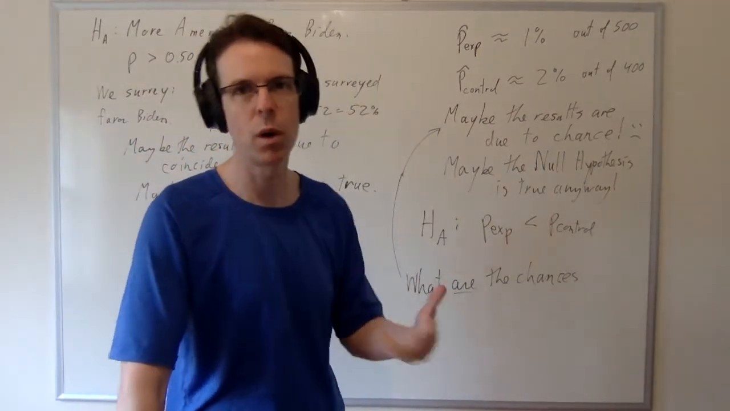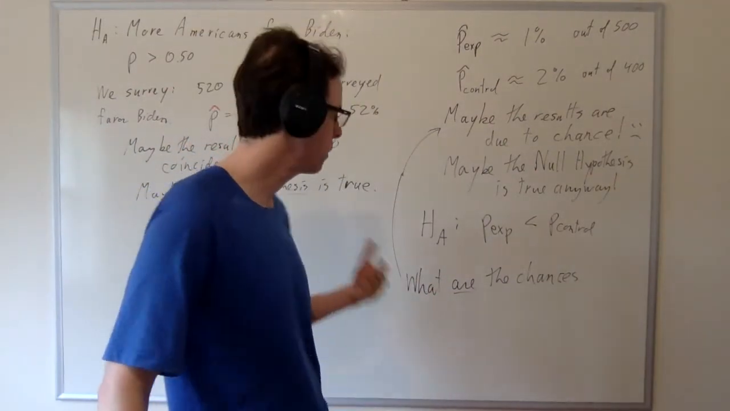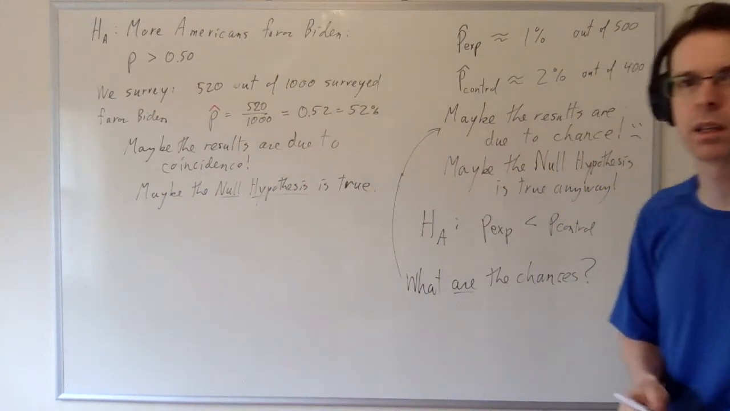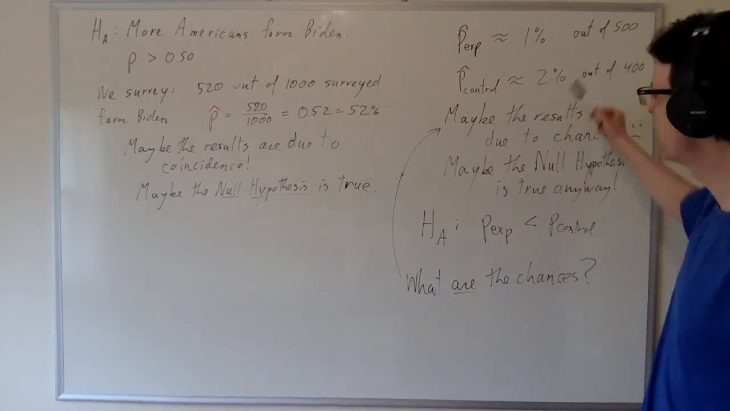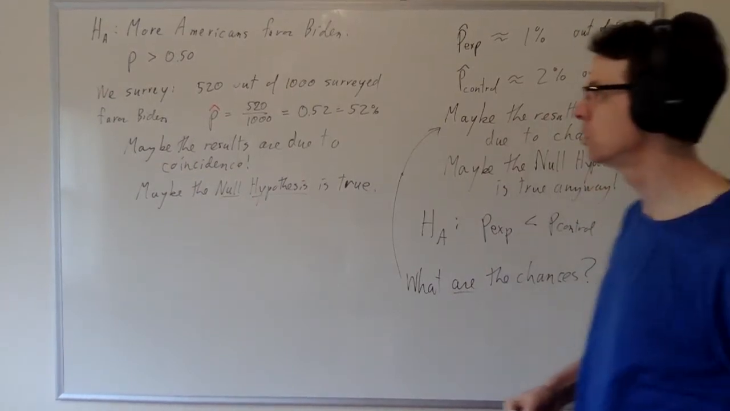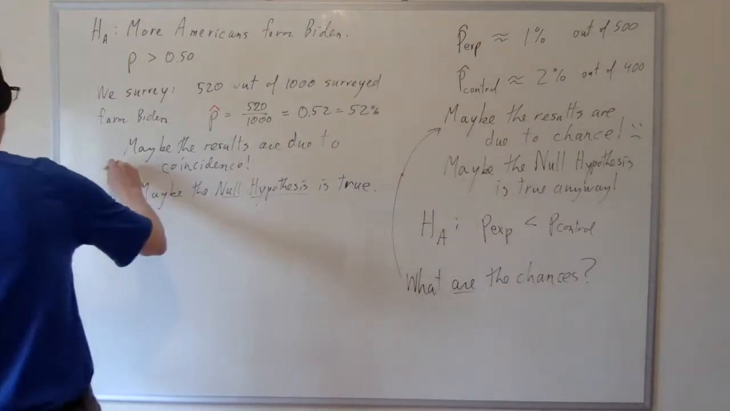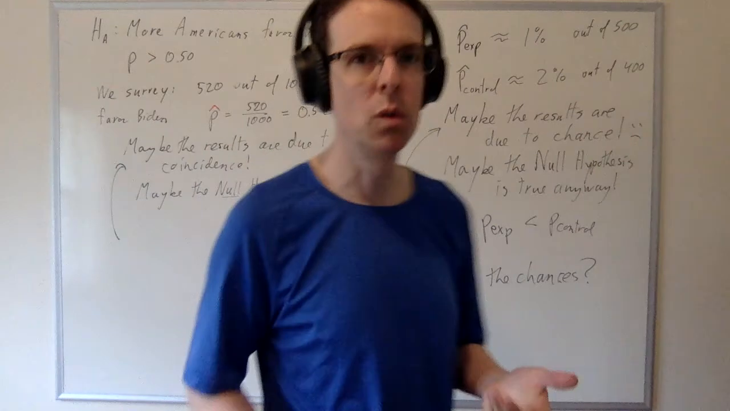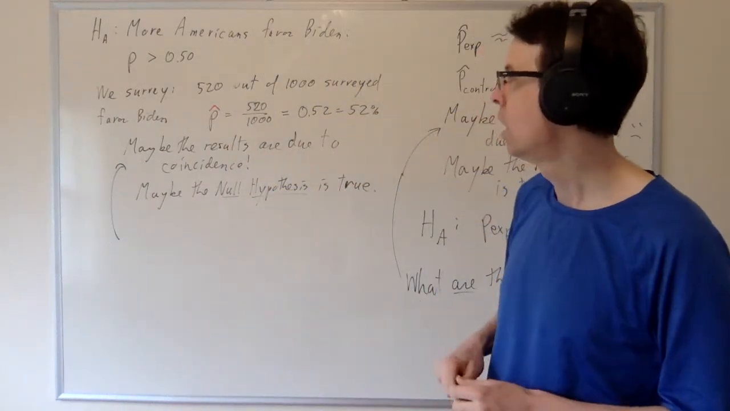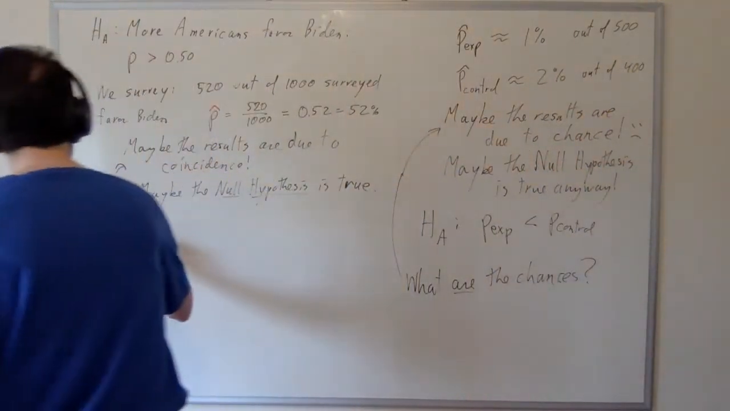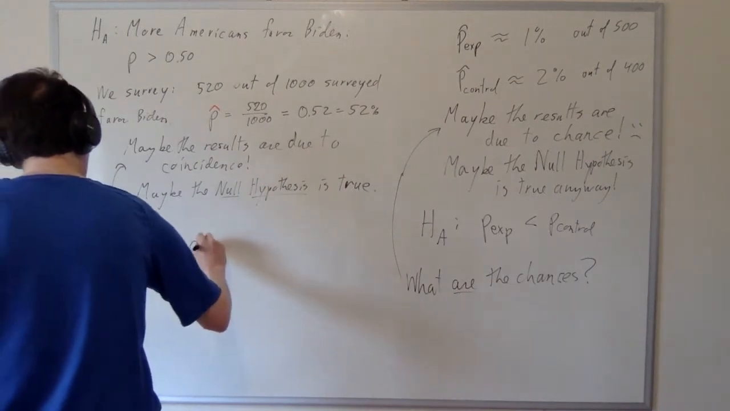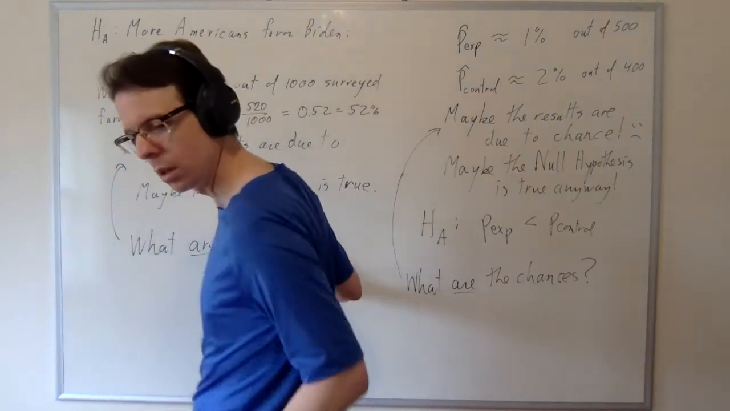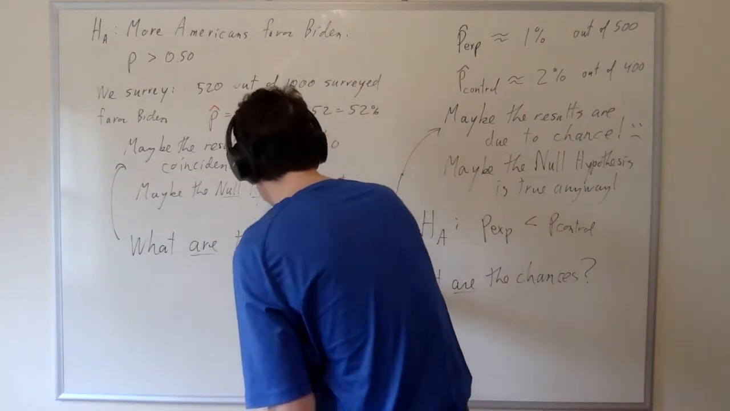We have to not only say, what are the chances in the rhetorical sense, we have to say it in the mathematical sense of, let's actually calculate what are the chances of getting results like this if the null hypothesis had been true. So again, we have the same question. Maybe these results, 520 out of 1,000, are due to chance. Maybe they are. But we have to ask the question, what are the chances of that?